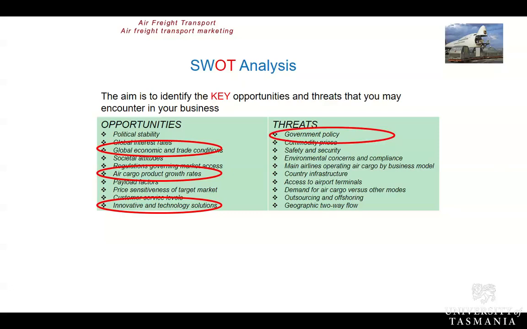When it comes to threats, I've identified government policy, safety and security, that's a global perspective, terrorism and issues like that, access to airport terminals. So one of the issues with air cargo carriers moving in and out of hubs are the lack of slots, and also the issue around geographic two-way flow.